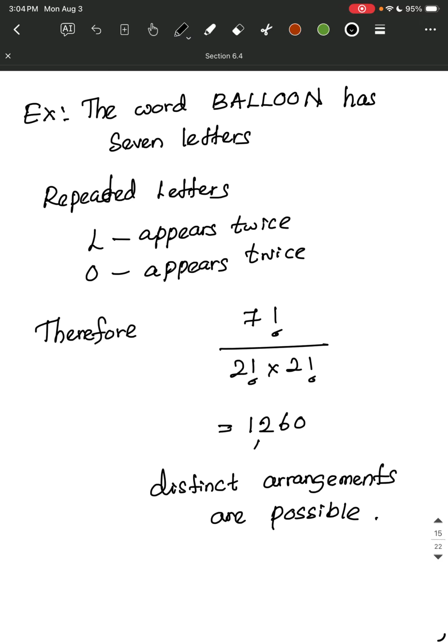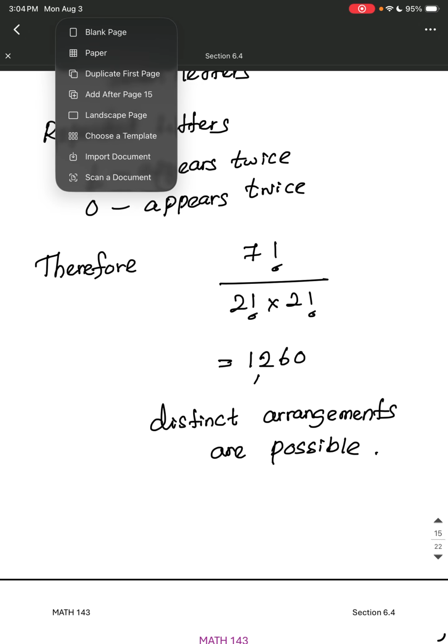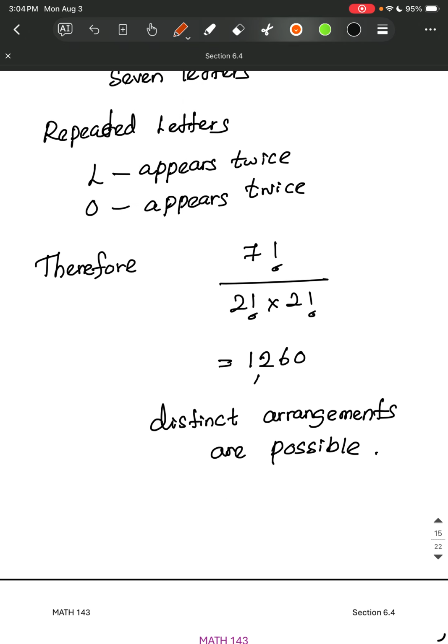Okay, I will give you the practice example. So practice the word level. Okay.